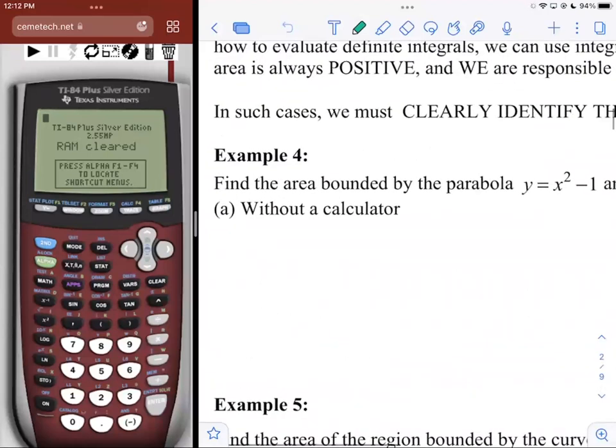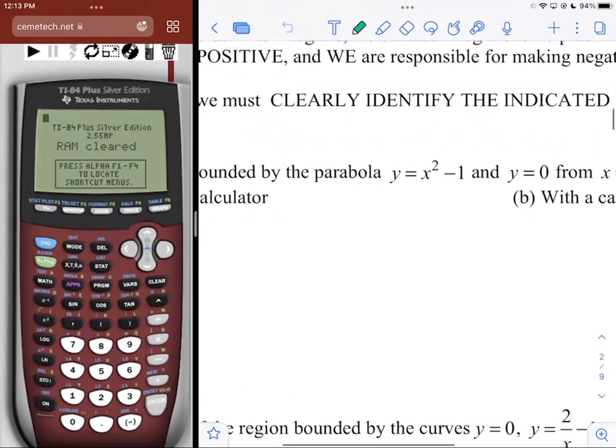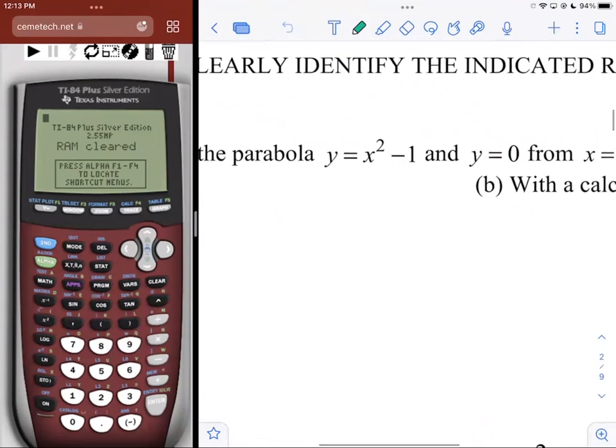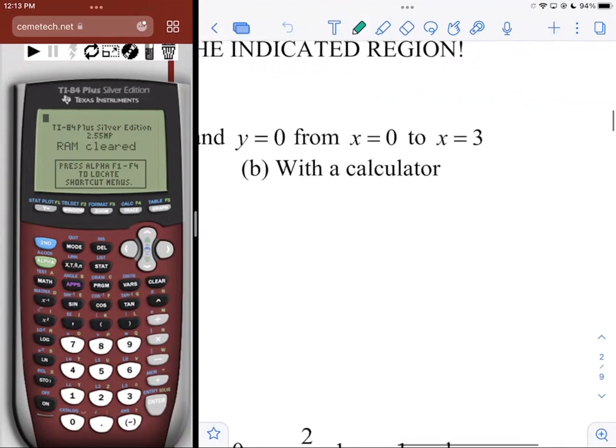An example 4. You're going to have questions where it's going to ask you to find the area. And later on, you're going to have questions that ask you to find the volume. Area and volume have to be positive. And whose job is it to make sure it's positive? Yours. Okay. So it says to find the area bounded by the parabola, y equals that, y equals that, x equals that, x equals that.